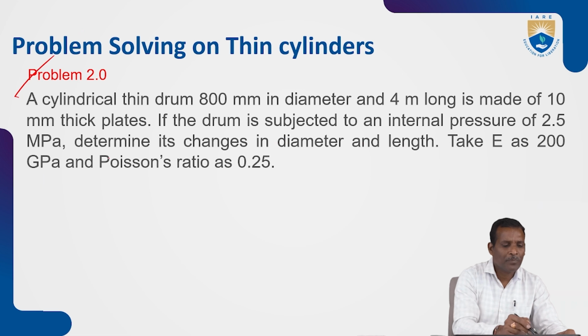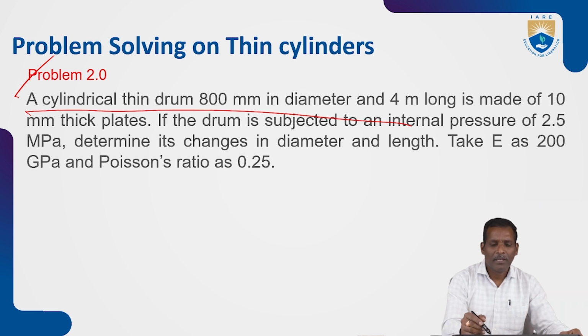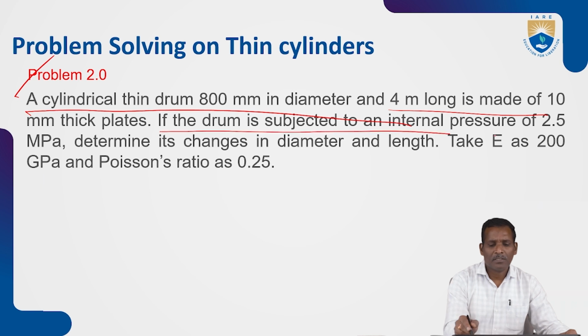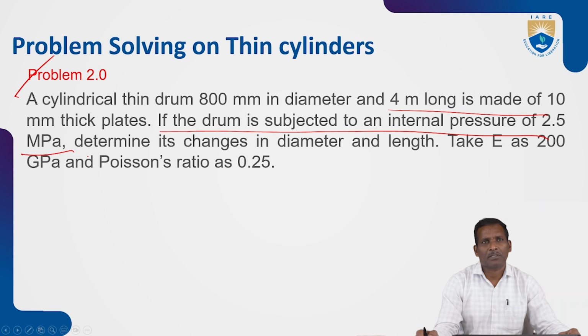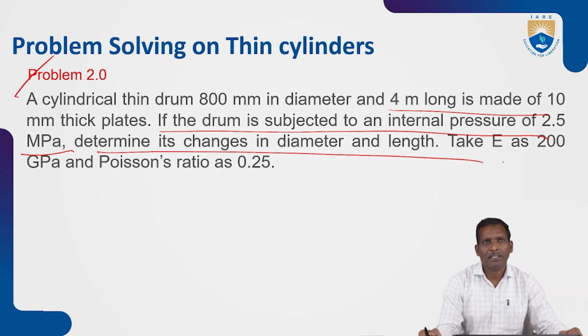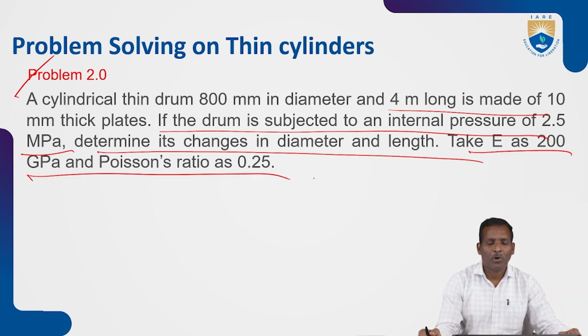Now problem 2. A thin cylindrical drum, 800 mm diameter and 4 meters long, is made of 10 mm thick plates. If the drum is subjected to an internal pressure of 2.5 megapascal, determine its changes in diameter and length. Take E as 200 gigapascal and Poisson's ratio as 0.25.